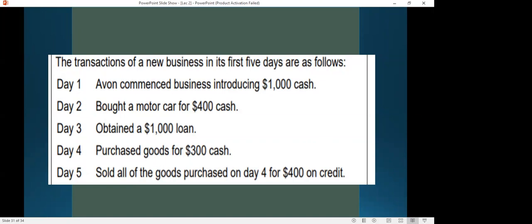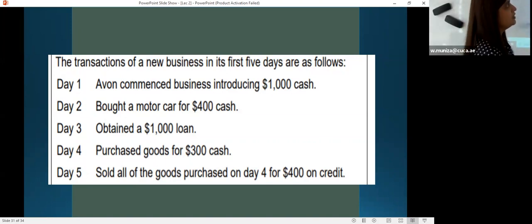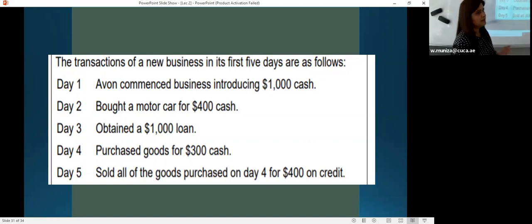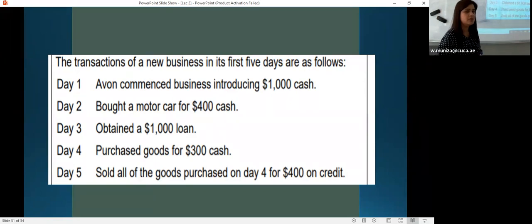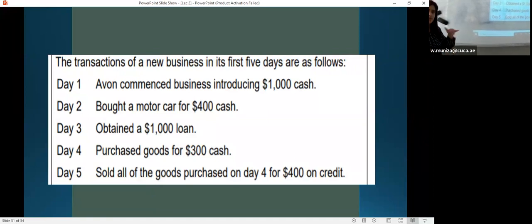Oh, great. Day 1. They say the transactions of the new business in its first 5 days are as follows, and we have to record the double entries for them. The first one: Yvonne commenced business introducing 1,000 cash. Yvonne is an owner. Which thing is coming in the business, which thing is increasing in the business? Cash. And cash is asset.